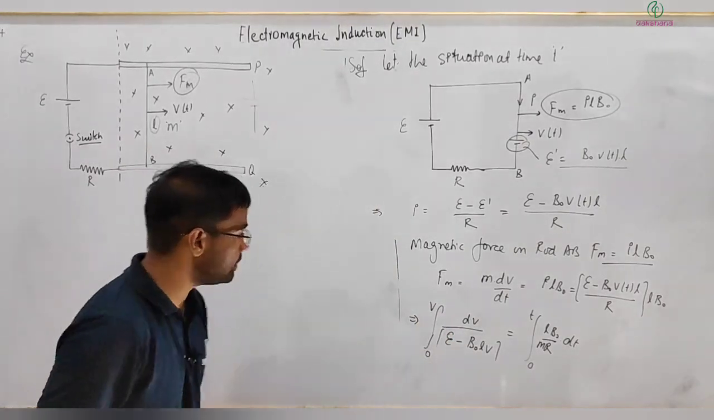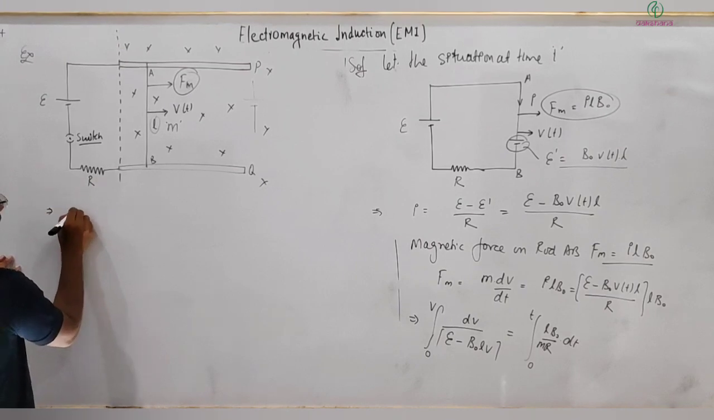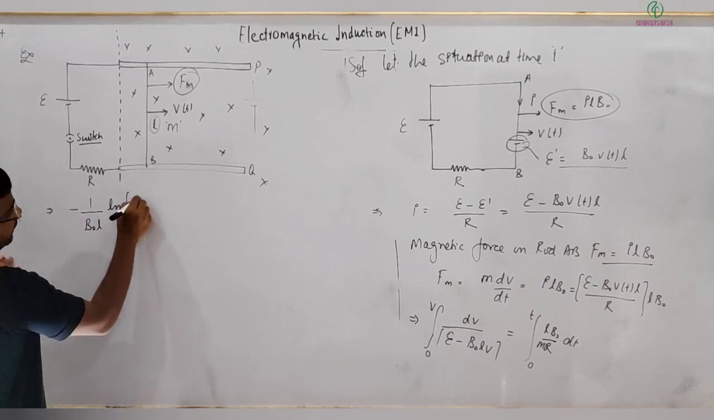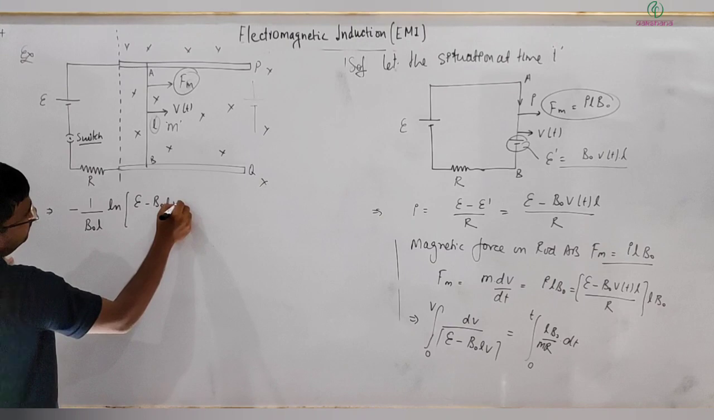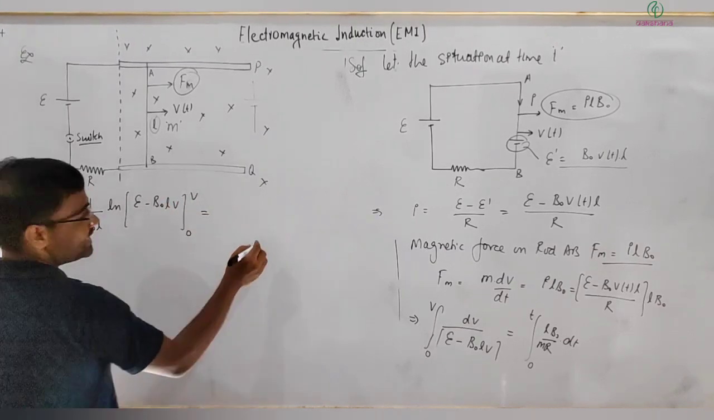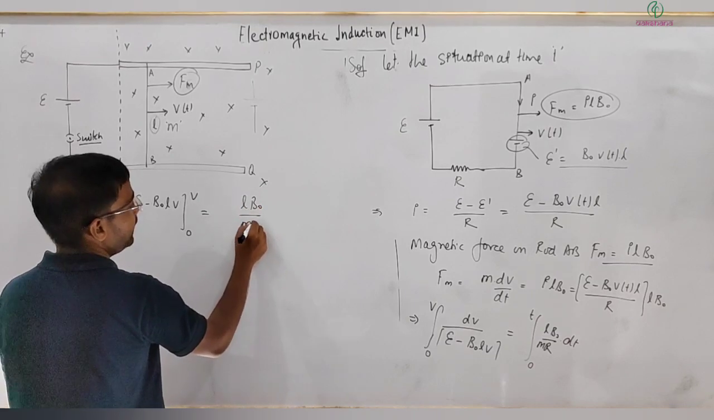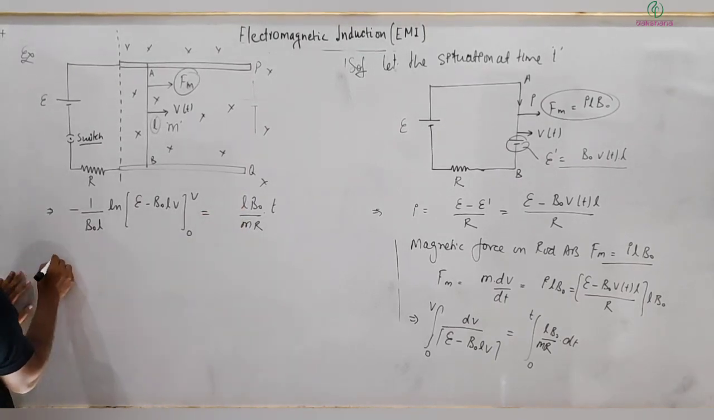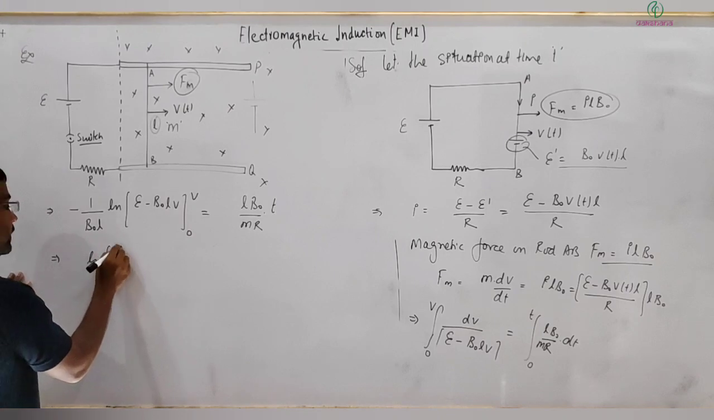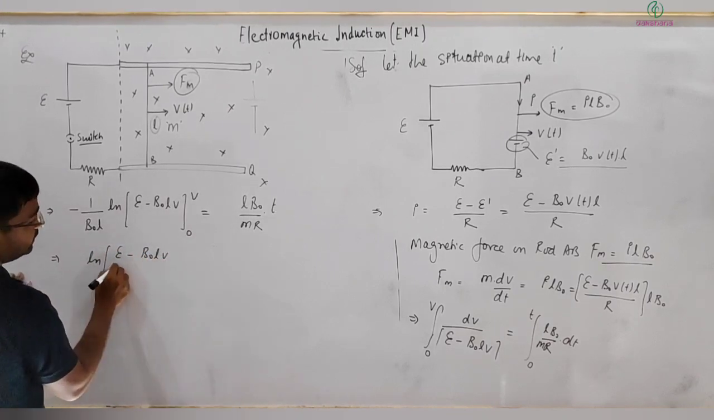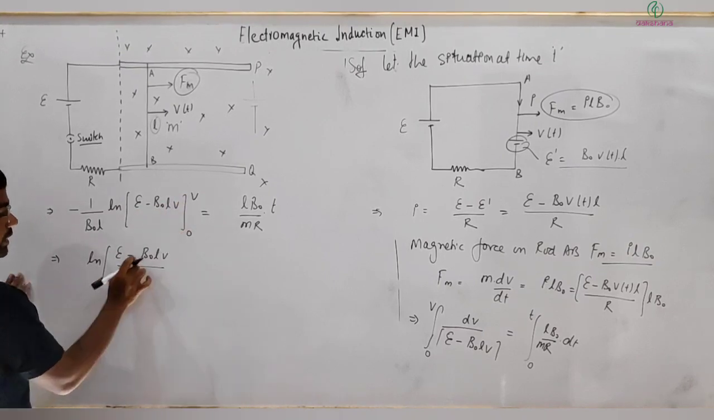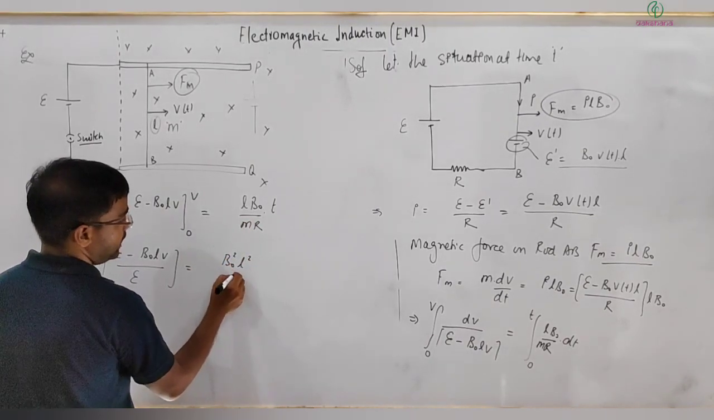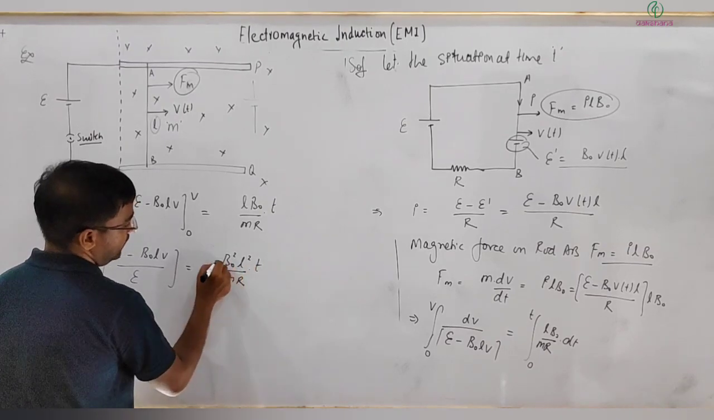Integration on this side will be minus 1 by B naught L into ln of E minus B naught L V, with limits 0 to V. On the right side it will be L B naught by M R into T. Clear? Substituting the limits, I am getting ln of E minus B naught L V divided by E, which equals minus B naught square L square divided by M R into T.